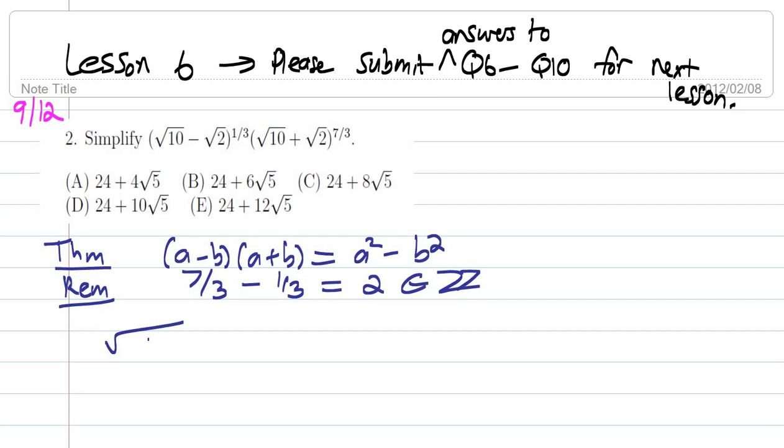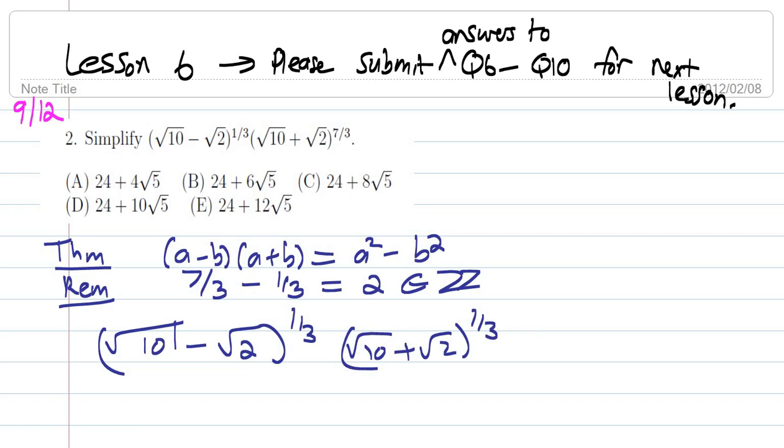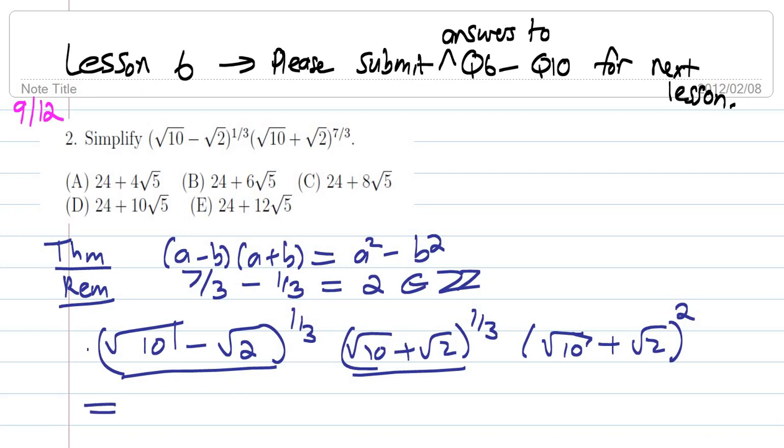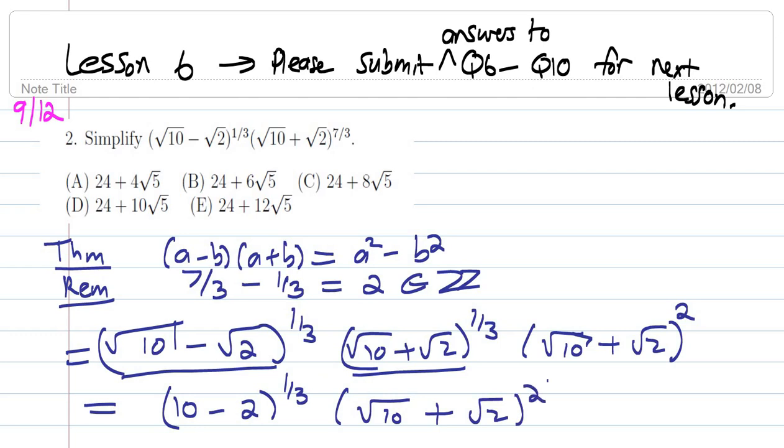So the trick here is to rewrite the question as (root 10 minus root 2) raised to the power of a third, times (root 10 plus root 2) raised to the power of a third, times (root 10 plus root 2) raised to the power 2. Alright, and so here you can see you have (a minus b) times (a plus b). So this then becomes a squared, which is 10, minus b squared, 2, to the power of a third, times (root 10 plus root 2) squared.